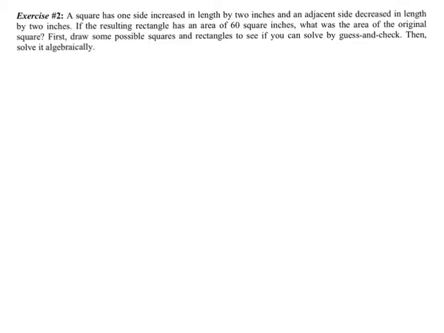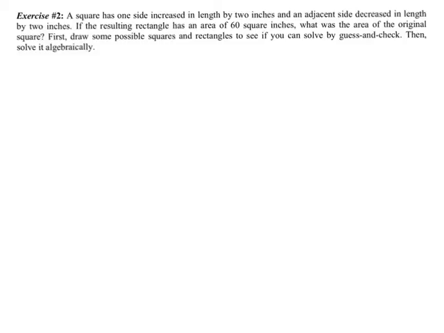Exercise number 2. A square has one side increased in length by 2 inches and an adjacent side decreased in length by 2 inches. If the resulting rectangle has an area of 60 square inches, what was the area of the original square? First, draw some possible squares and rectangles to see if you can solve by guess and check.